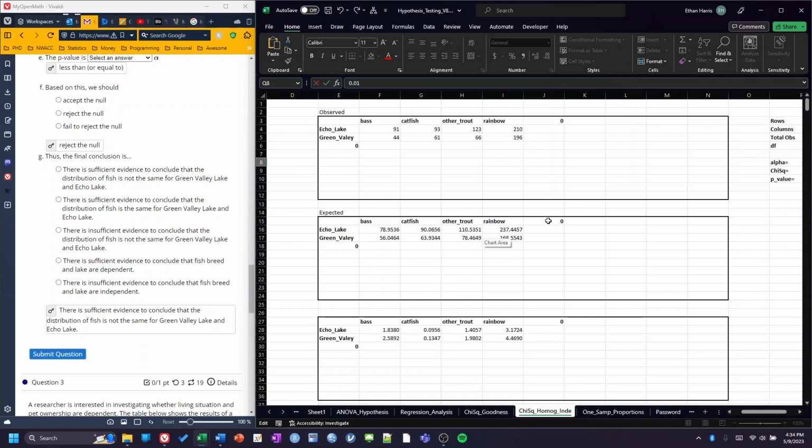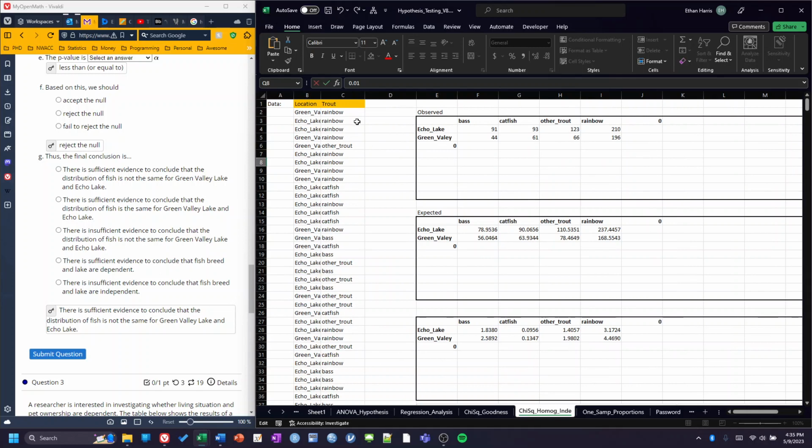So we can see these distributions are different than what we had really expected. You can go look at some of these other ones, but the chi-squared tells you where the big differences are. We had big numbers here, and we have relatively big numbers in the bass too. Echo Lake outperformed: we saw 91, and it was expected to only see 78. And Green Valley underperformed. They actually saw 44, and they were expected to see 56. Okay, so that's how you do a chi-squared test of homogeneity.